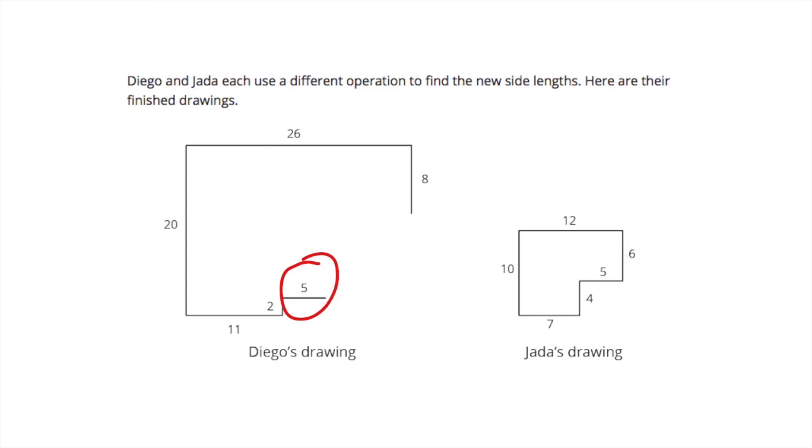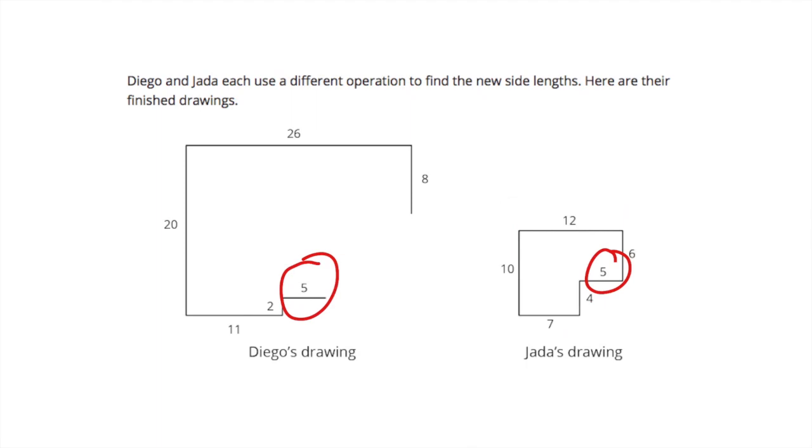Clearly there's a problem though. Now if we look at Jada's, she did the same, but her diagram, her scaled copy, does look like the original polygon. So the question asks basically, what happened? What did they do? The first question wants to know, what operation do you think Diego used to calculate the lengths of his drawing? So let's take a look at that.